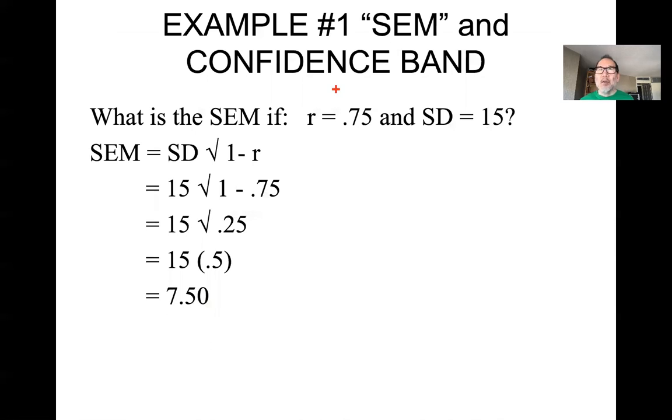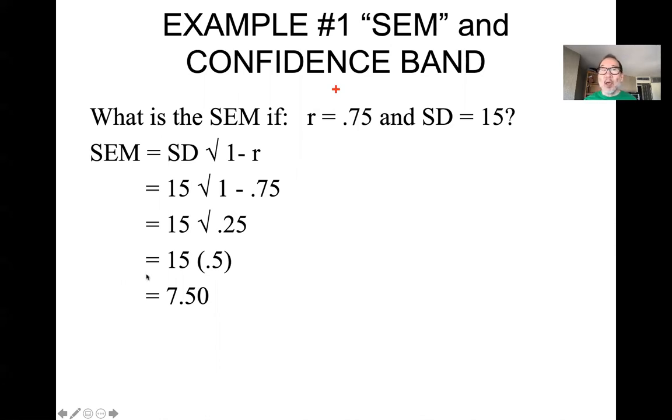All righty then. So let's say a test demonstrated test-retest reliability of 0.75, with a standard deviation of 15. What would be its standard error of measurement? The SEM would be equal to the product of 15 times the square root of 1 minus the test-retest reliability. So that's 15 times the square root of 0.25, 15 times 0.5, or 7.5.